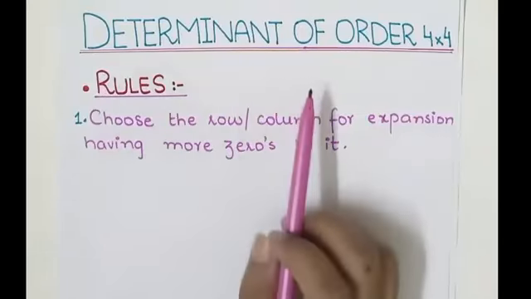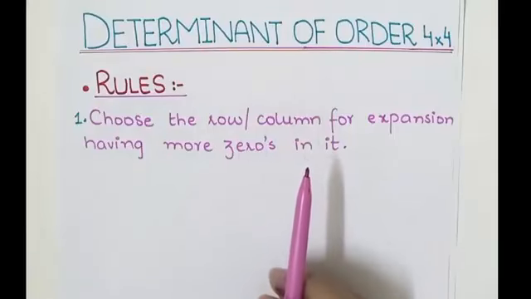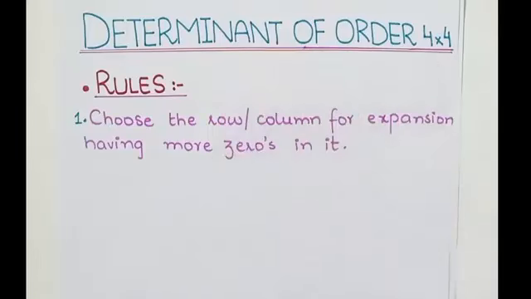Obviously when we take a determinant, we expand along rows and columns. But which row or column do we have to choose to find the determinant of 4 cross 4 order for the expansion? We have to choose the row which has more zeros in it.